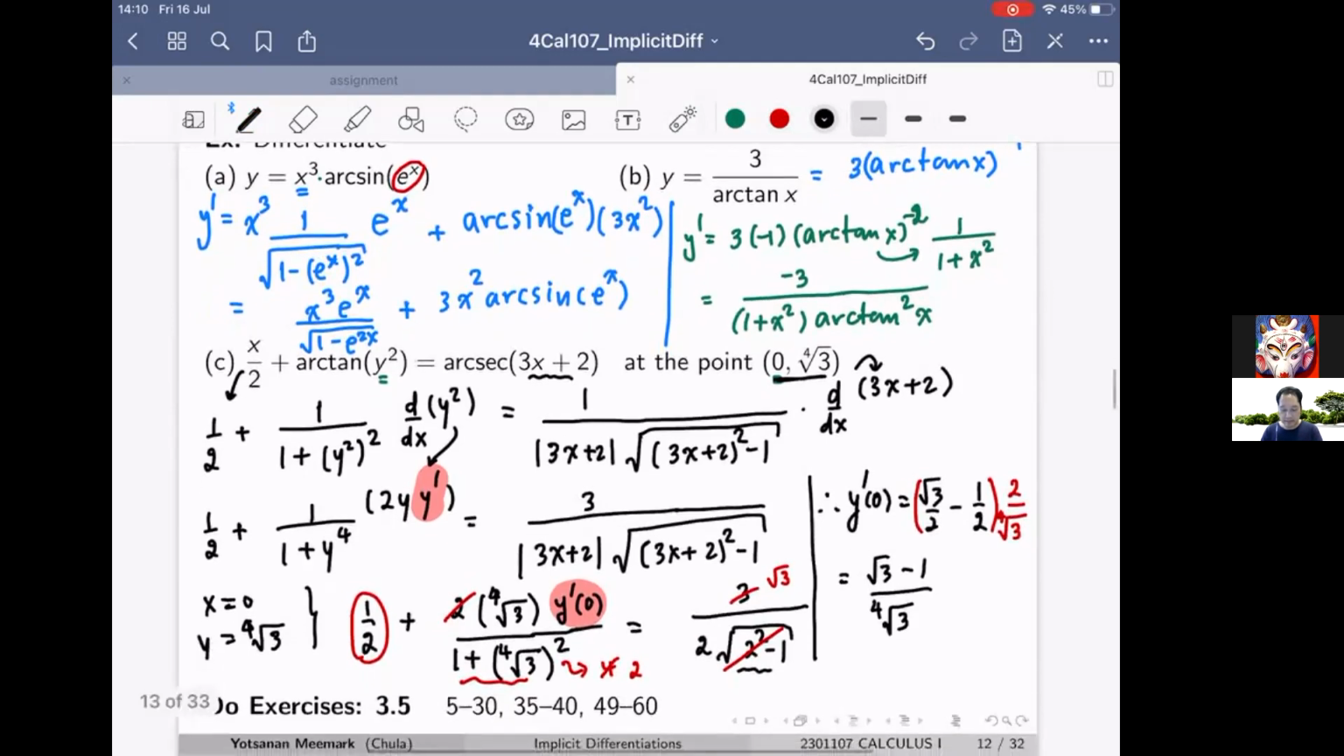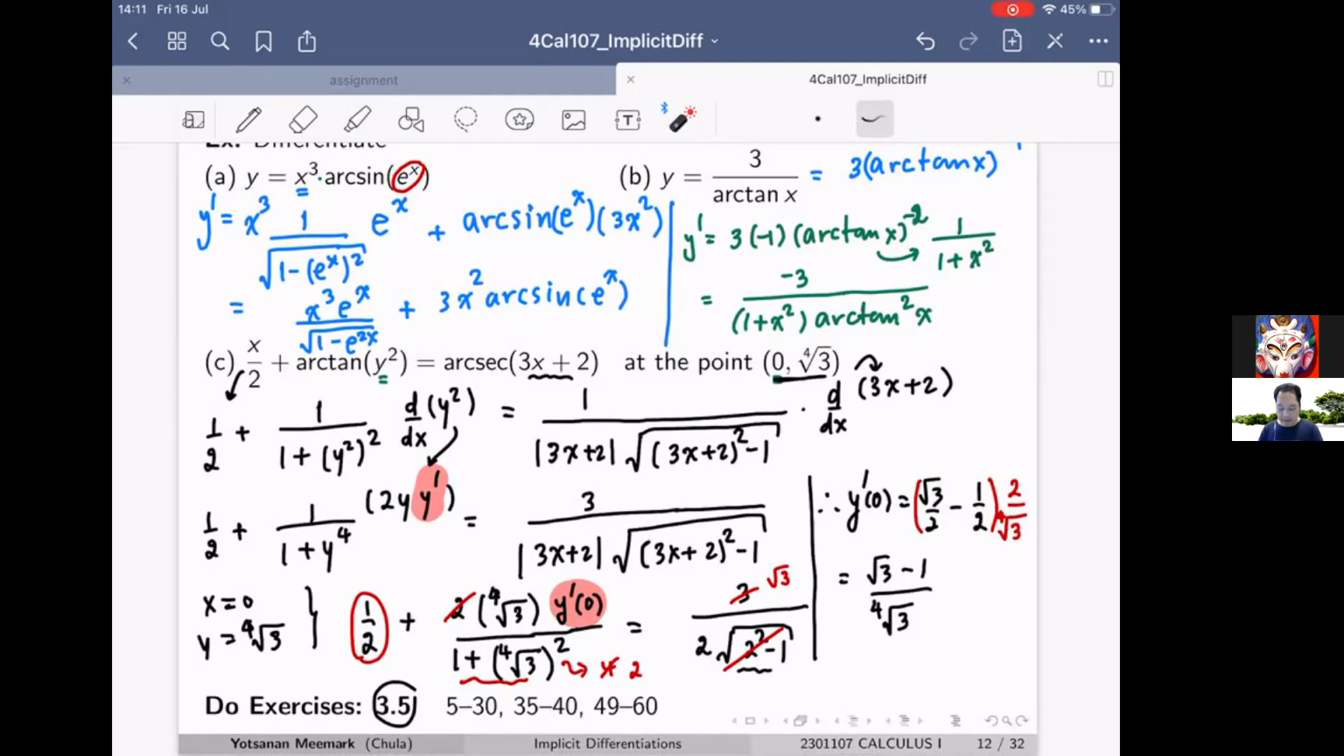Okay. So we would like you to do the exercise on section 3.5, number 5 to 30, 35 to 40, and 49 to 60, so that you get yourself familiar with how to find a derivative implicitly.